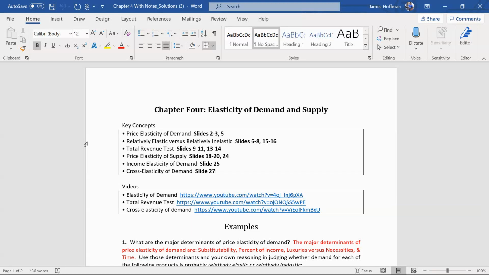Okay, so I think that's all the key concepts that I wanted to highlight for chapter 4. And obviously we spent the most amount of time on the price elasticity of demand and the different types of curves and the total revenue tests. So I'd say the most important key concepts are the first three.